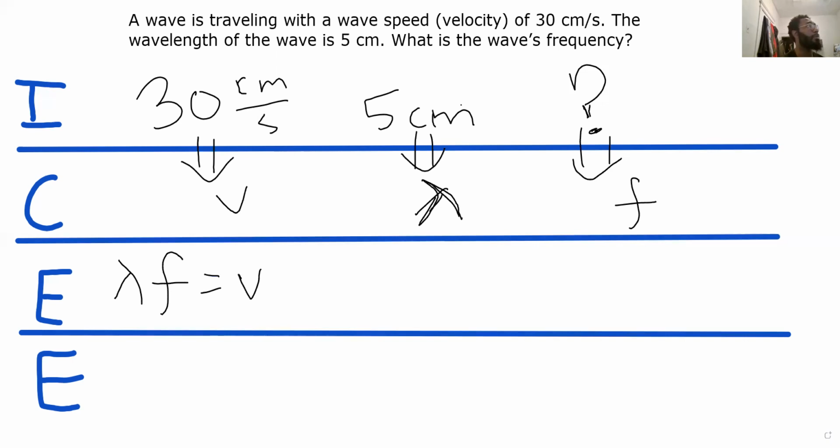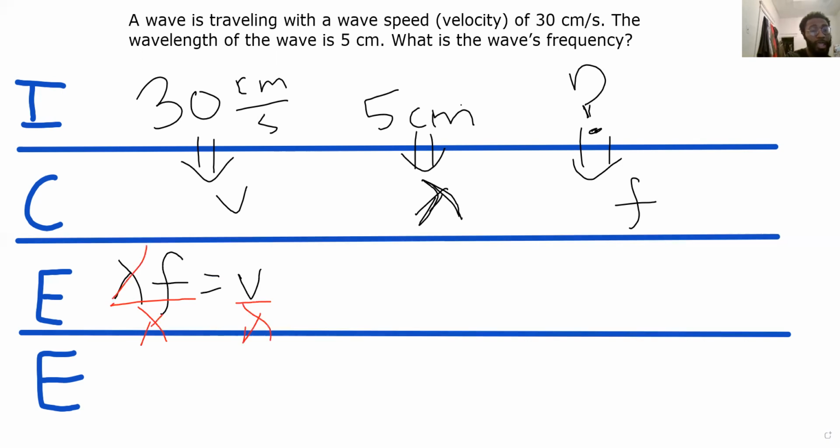Now, in this problem, we need to switch some things around, right? Because currently this equation is set up to solve for velocity, but we're looking for frequency. So in order to solve for frequency, I need to separate my wavelength. I need to move it away from my frequency, right? Because frequency, in order to solve for it, we need it by itself. So I'm going to divide because the frequency and wavelength are currently being multiplied together, and that's what's holding them together. So we're going to separate them by doing the opposite of multiplication. I'm going to divide by the wavelength on both sides.